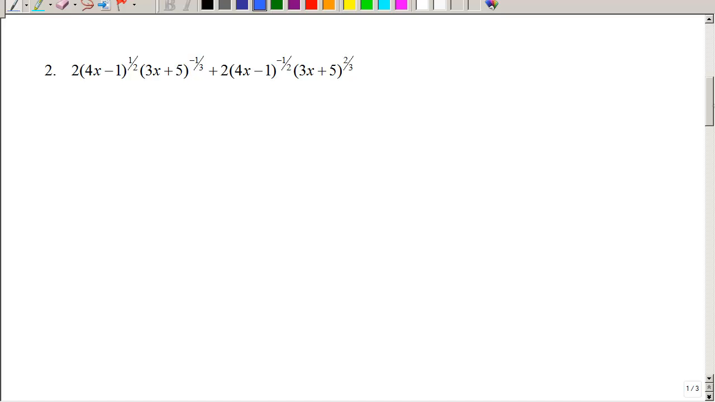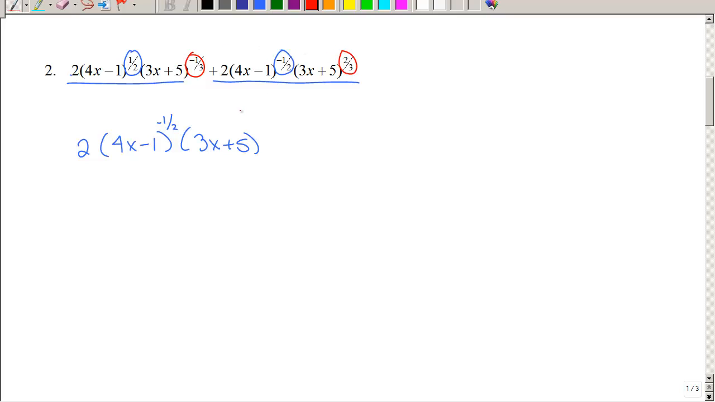Same idea, just remember negative is smaller than positive. So we're going to look at this grouping and that grouping. They both have a 2, so I want to take that out. It looks like they have a 4x minus 1, and if I look at those exponents, the smallest is the negative 1/2. And they both have a 3x plus 5. Looking at those exponents, the negative 1/3 is certainly smaller. So we've canceled out the 2. We have a 4x minus 1.